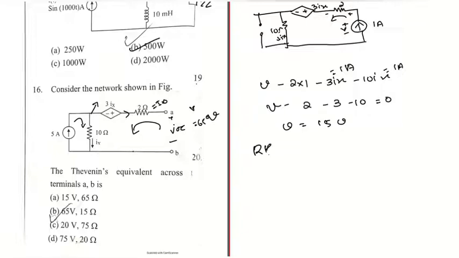So to find out RTH, we know that V is equal to IR, so R is equal to V divided by I, that is 15 divided by current, which is our 1 ampere itself, so it will be 15 ohm. So the answer is 15 volt and 15 ohm. Okay, thank you. Now let's move on to the next question.